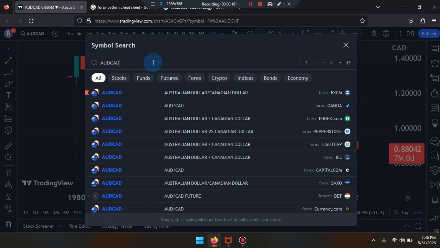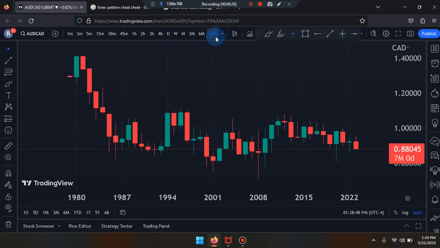Okay, everyone, this is Cam Jones, FX Daily Analysis, and we are marking up AUD CAD. We are on the 12-month time frame. Price action, last candle to the right-hand side, is a bearish red candle. Current price is sitting at 0.88049.